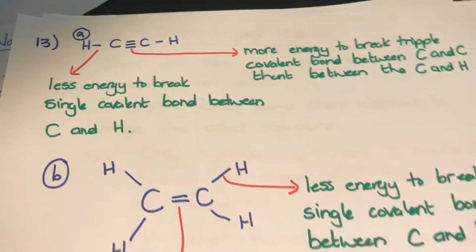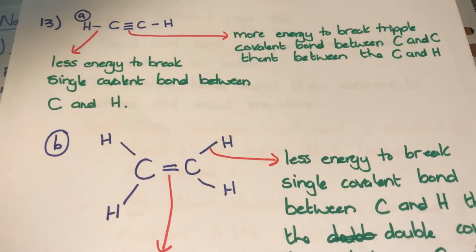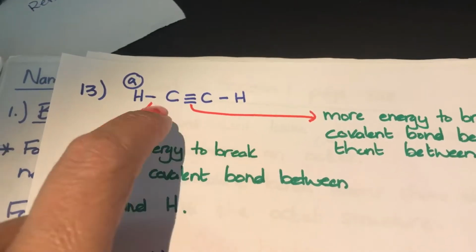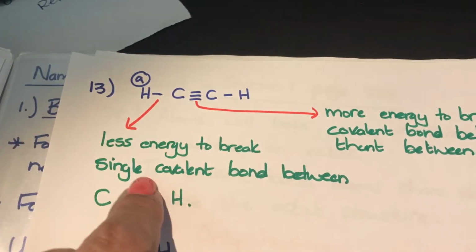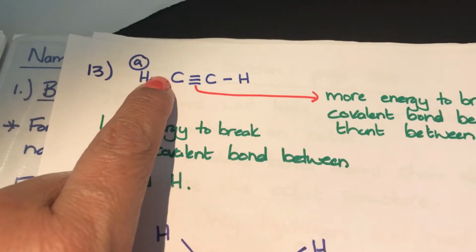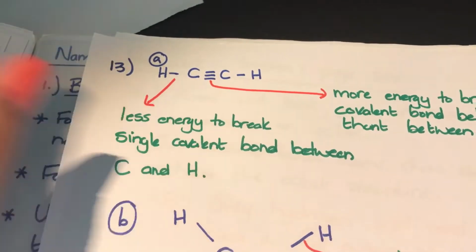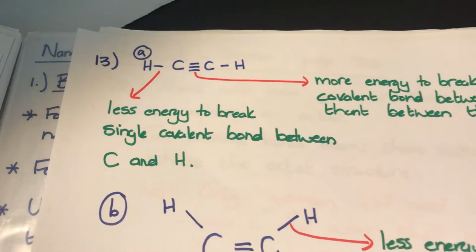Okay, let's look at how we look at bond length and strength and the calculations related to it. If I look at a molecule like this one here, I know that to break this bond, a single covalent bond, I will need less energy to break it. Why? Because this is a single covalent bond. So the bond between carbon and hydrogen will not be a very high bond. I won't need a lot of energy to break it.